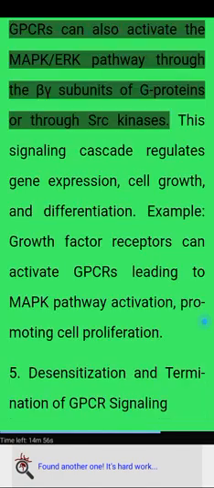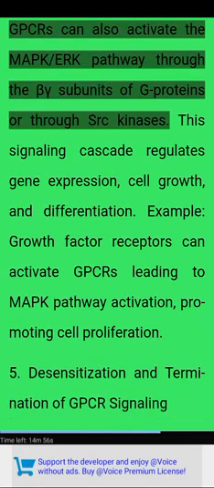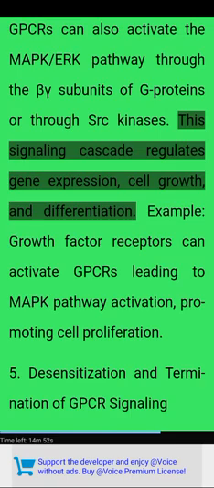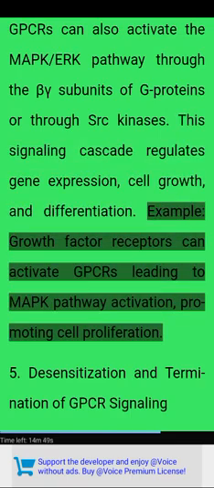MAPK pathway. GPCRs can also activate the MAPK-ERK pathway through the G beta-gamma subunits of G proteins or through Src kinases. This signaling cascade regulates gene expression, cell growth, and differentiation. Example: growth factor receptors can activate GPCRs, leading to MAPK pathway activation, promoting cell proliferation.